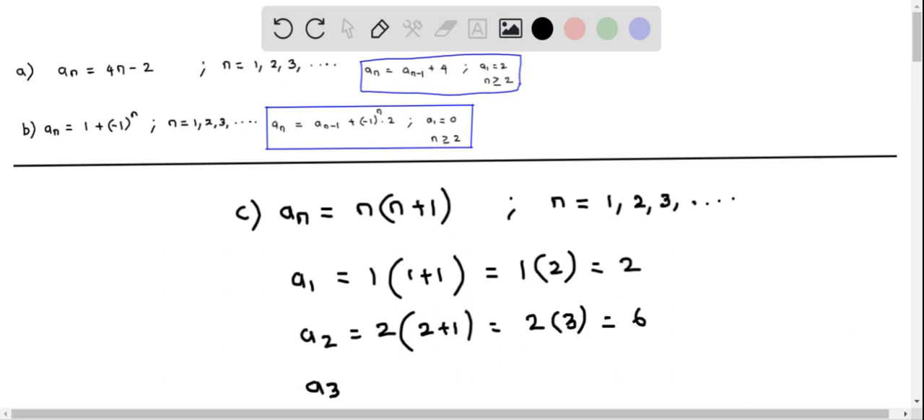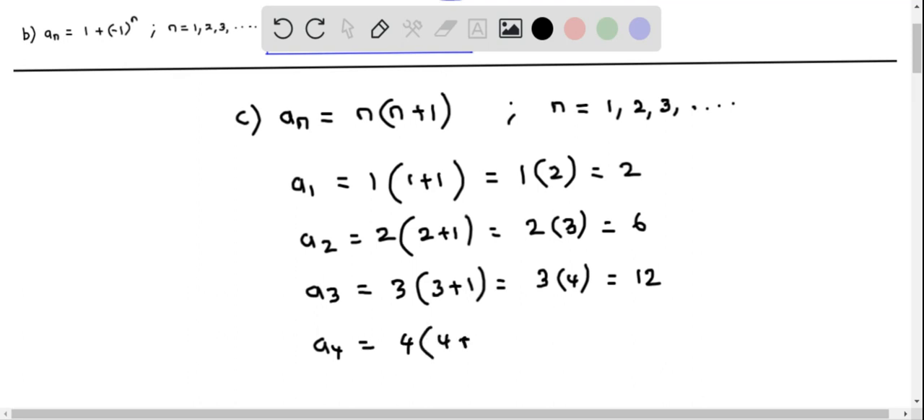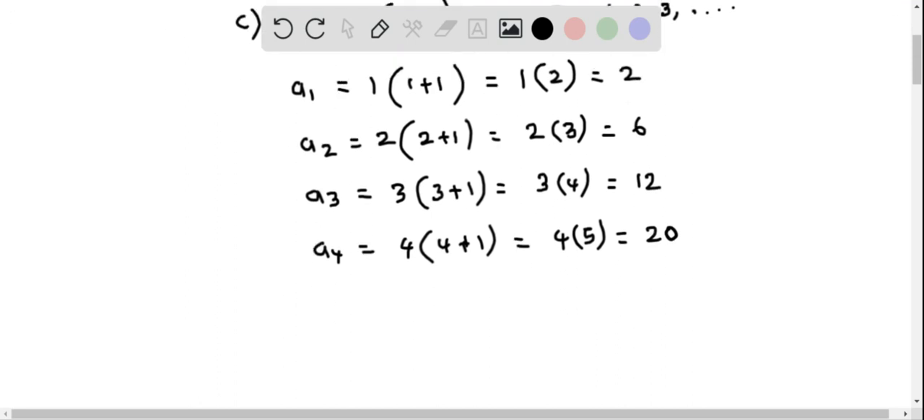Let's find a3 by plugging in n equal to 3. So we get 3 times 3 plus 1. 3 plus 1 equals 4. So we get 3 times 4, and this equals 12. And let's find one more term, that is a4 equals 4 times 4 plus 1, and 4 plus 1 is 5. So 4 times 5 is 20. So let's write down this as a sequence. The sequence is a1, a2, a3, a4, and it just continues.